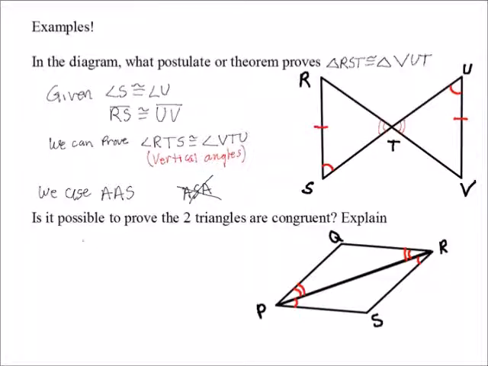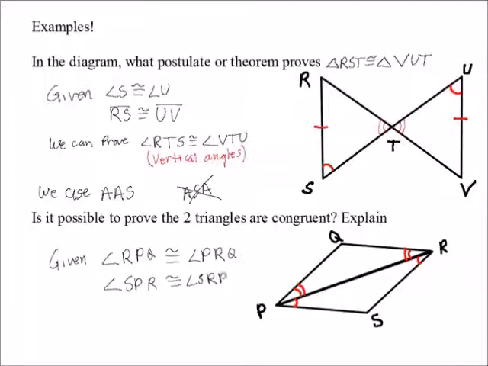Is it possible to prove these two triangles congruent? Explain. Well, we're given angle RPQ is congruent to angle PRQ. We got that. So this angle is congruent to this angle. Given, angle SPR is congruent to angle SRP.